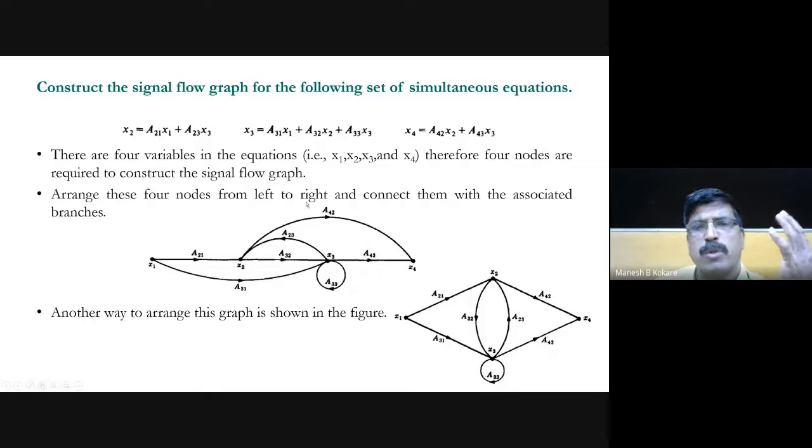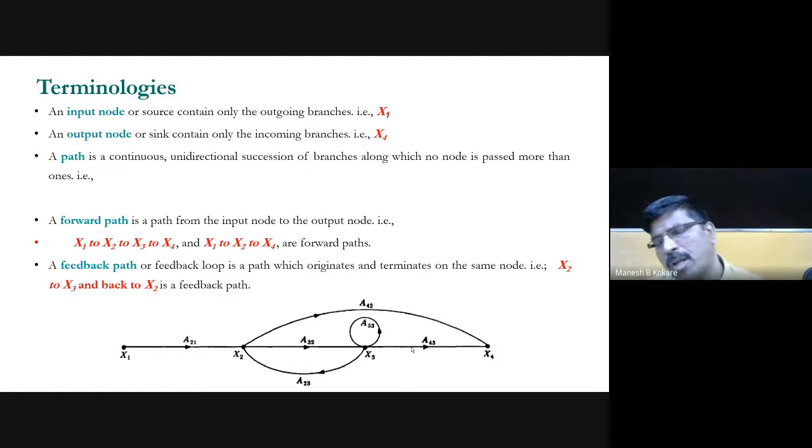Arrange these four nodes from left to right and connect them with the associated branches. We have done that in this way, or another way to arrange this graph is as shown in this figure. So another way also you can do it. I hope that you have understood this example, how to construct the signal flow graph from the given mathematical equation. Now the terminologies which are used for signal flow graph, we will study those terminologies.